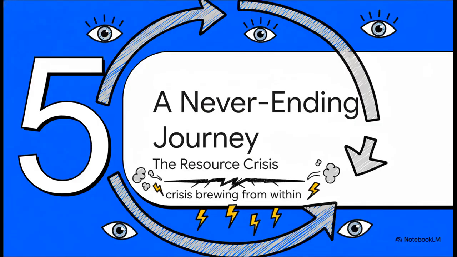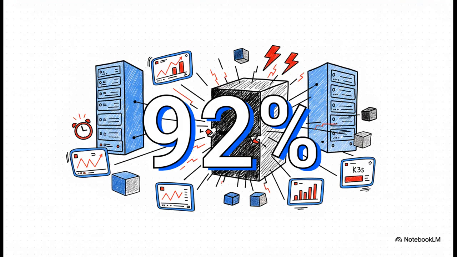But here's the thing about security. It's not a one-and-done checklist. It's a constant process. You have to keep watching, keep tweaking. And it was that constant observation that led us to our next big problem, a crisis that was brewing from the inside out. This number just started screaming at us from our dashboards, 92%. CPU usage was pegged, and the cluster was about to fall over.